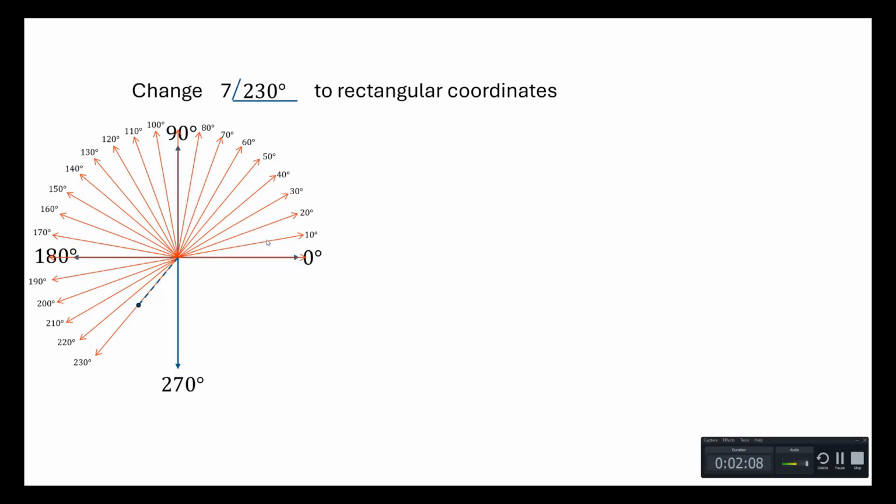And now to figure out the rectangular coordinates for that point right there, we need to find the vertical distance from that point to the x-axis. That's the y coordinate. And then we need to find the horizontal distance from the origin to where that point would be. And that is the x coordinate. So these are the sides that we need to find. So this side is our x coordinate, and this side is our y coordinate.